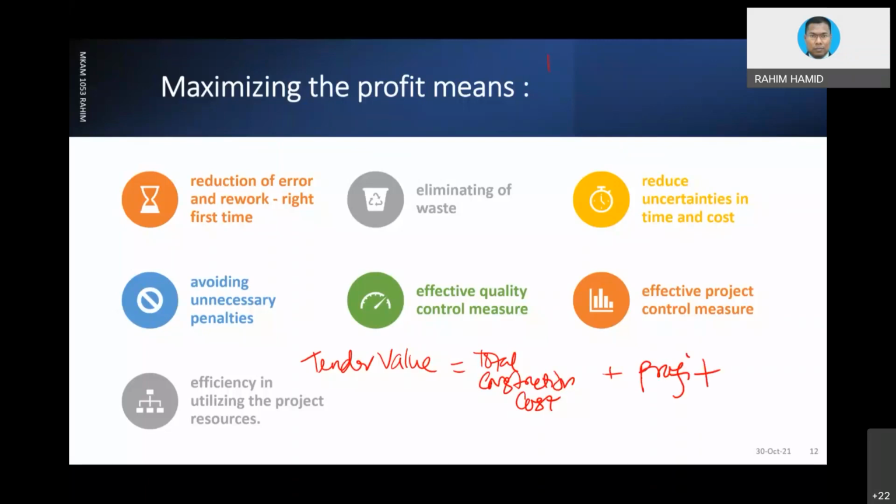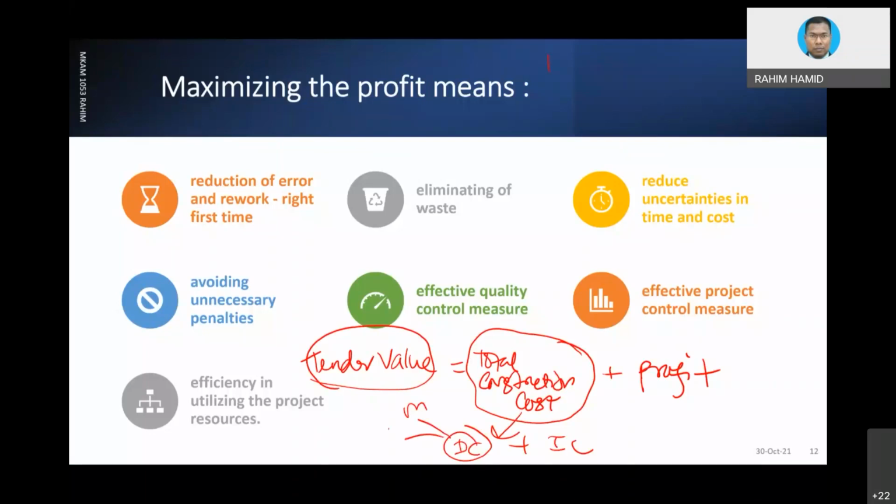When a contractor submits a tender value, normally it comprises all the total construction costs. Total construction cost can be divided into direct costs plus indirect costs. Direct costs are normally related to man, machine, material. That is a big portion, maybe around 90% of the construction cost coming from these three main items.